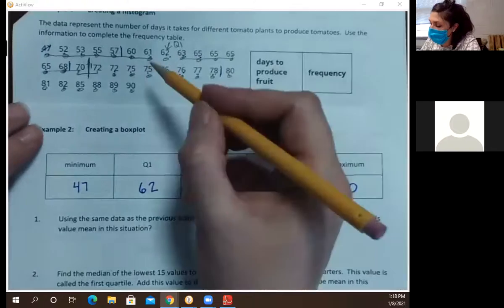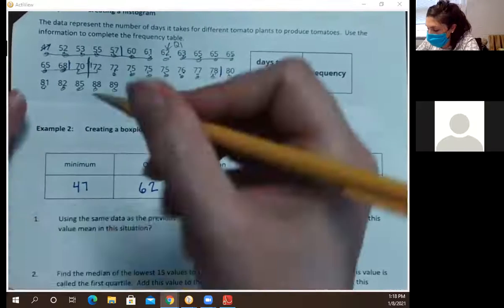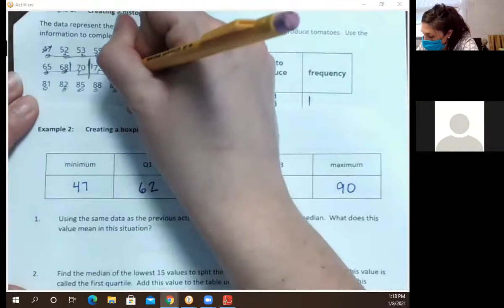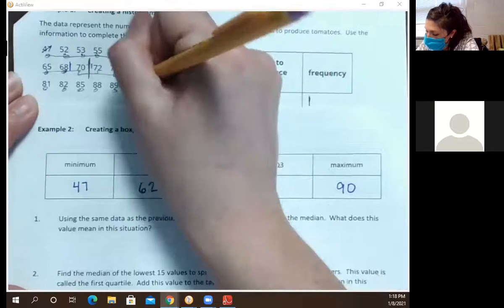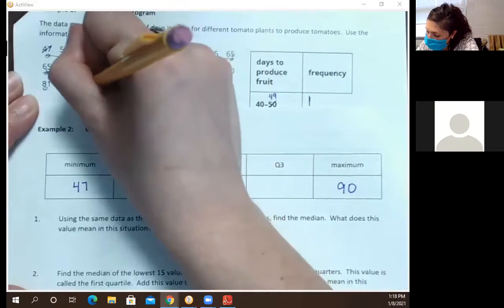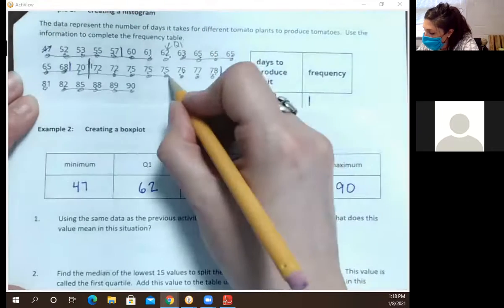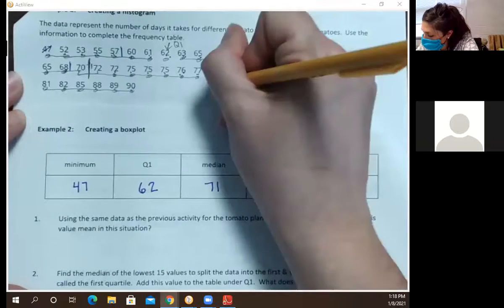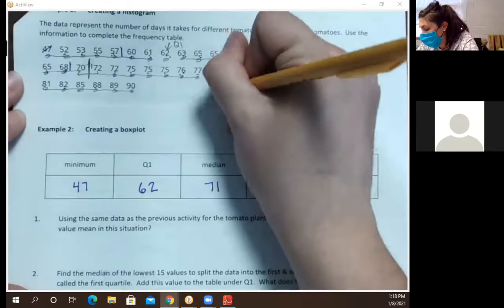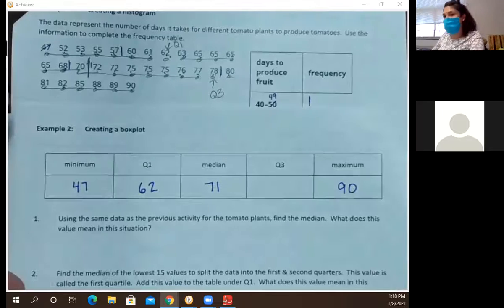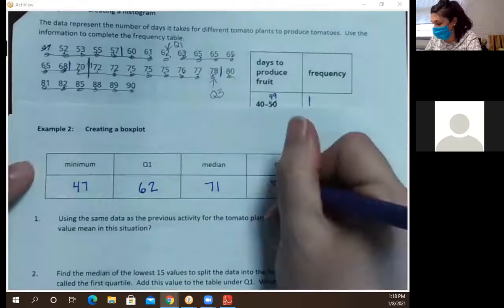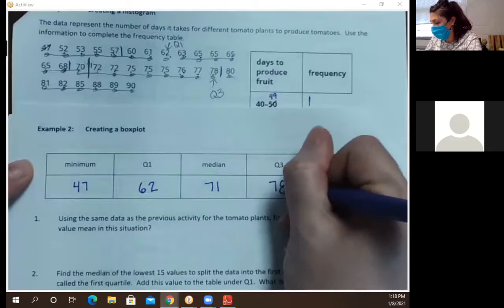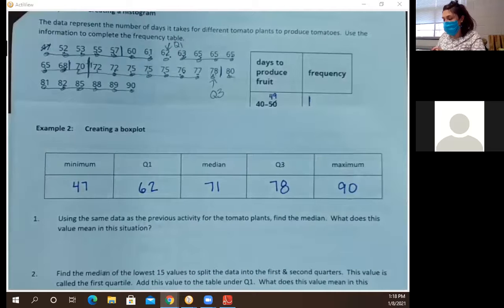And then I'm going to do the same thing for the upper half of my data. Counting through, there it is. There's the middle of the upper half. So that's Q3. 78. So the median for the top half of my data is 78.